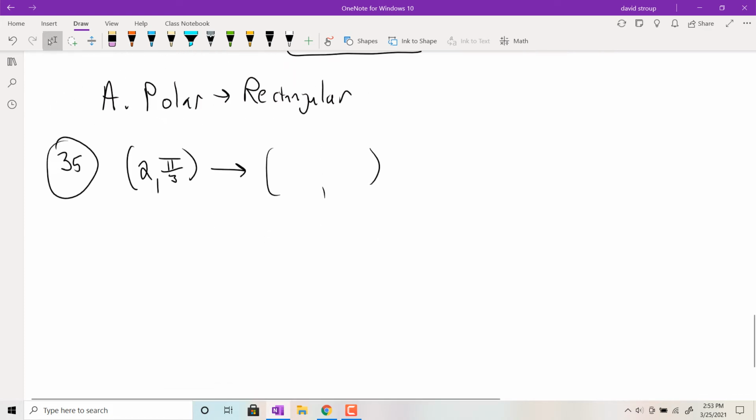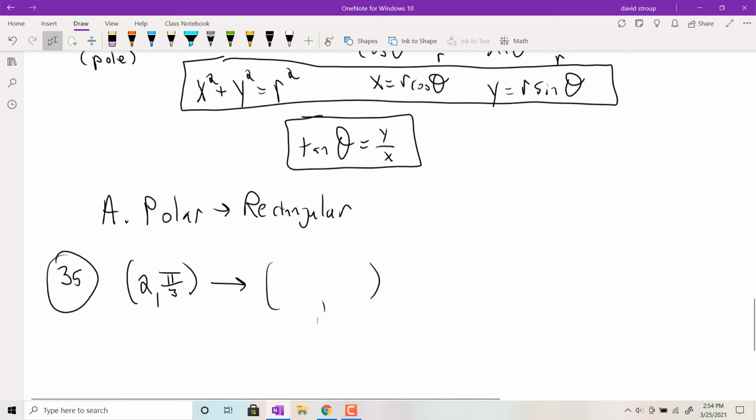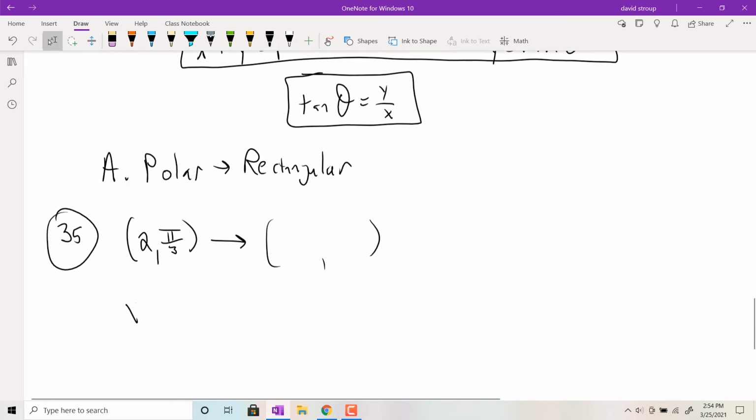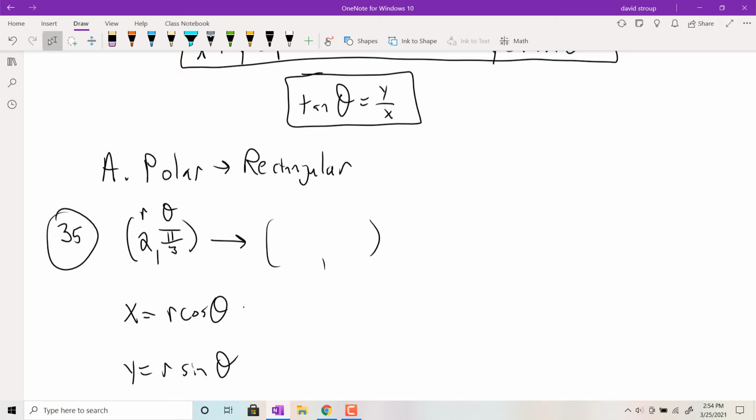First thing I'm going to do, it's the only thing I'm going to do, is go to these formulas up here, and then it's just plug and chug, right? So this is the r, this is the theta. I'm just going to be plugging into x equals r cosine theta, and then y equals r sine theta. So x will be 2 cosine of pi over 3. Of course, we know cosine of pi over 3 is 1/2, so it's 2 times 1/2, which is 1. One done, one to go. This guy then is 2 sine of pi over 3, which will be 2 times root 3 over 2, which is root 3.